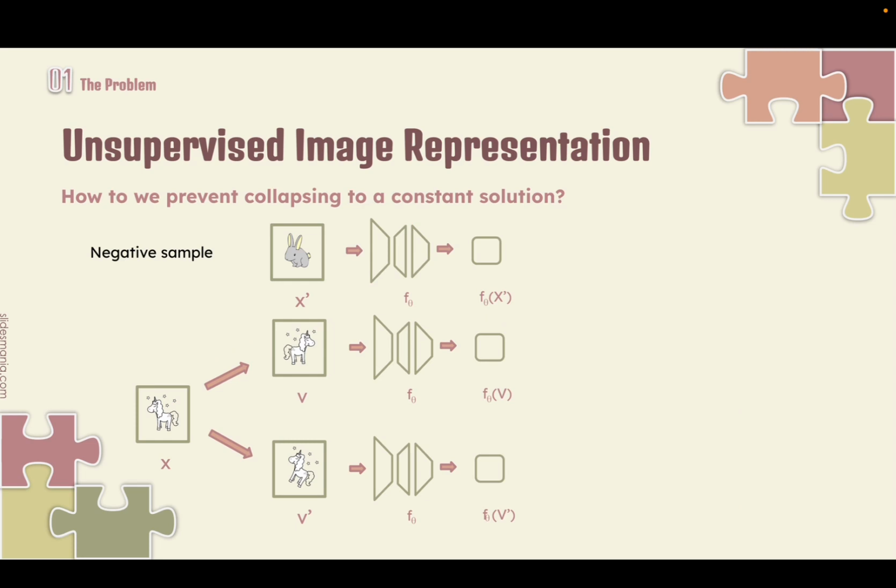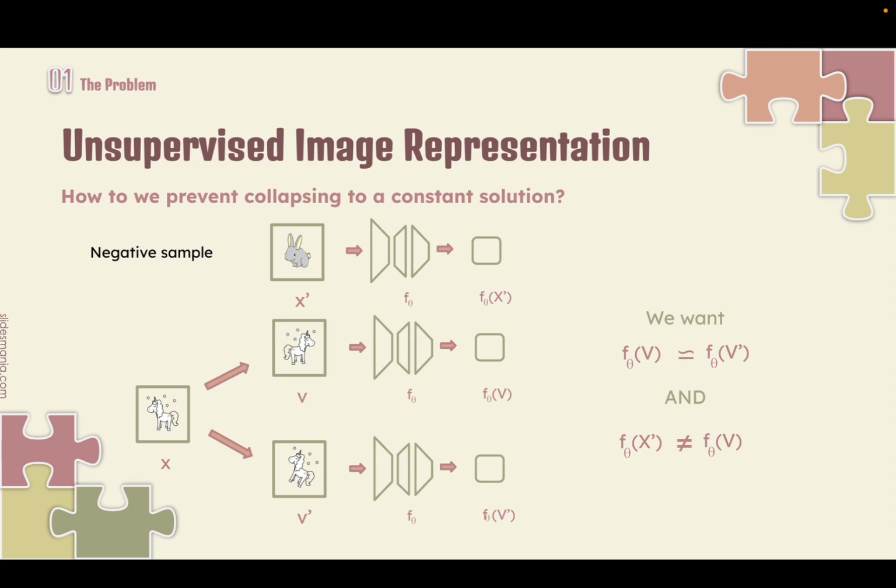This is, aside from the original image and its augmentations, we add images that should yield very different representations. And we train the network to maximize the distance between the representation of these images versus the original image. This works, but finding appropriate negative samples for training is not always easy. It is not always clear which negative samples are better for training, and the whole problem would be simpler if we didn't need them at all.